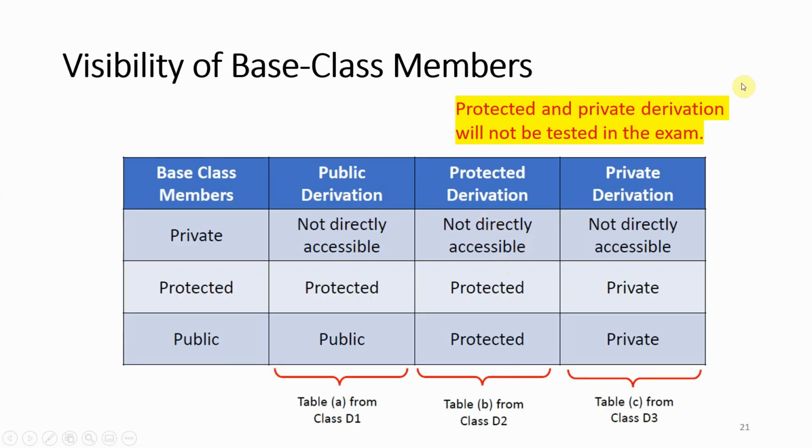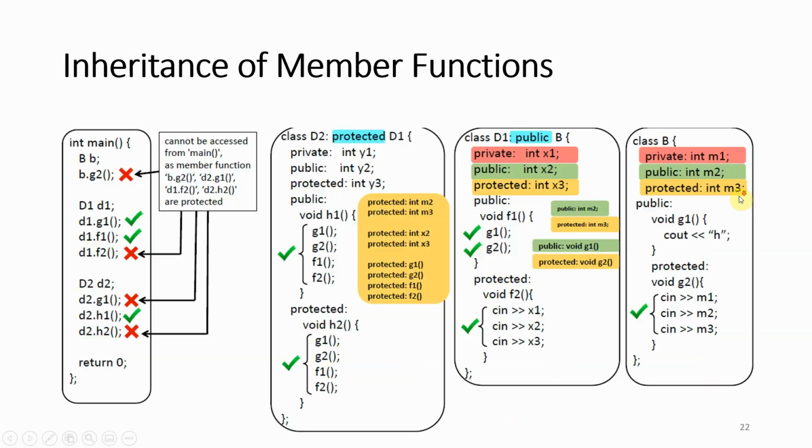This table summarizes it, depending on whether the base class members are private, protected, or public. If you have public derivation, private stays private, protected becomes protected, and public and public is public. If the derivation is protected, private is again not accessible, protected and protected is protected, and protected and public is more strict, so it becomes protected. For private derivation, everything becomes private. Okay, so that's how this is going to work.